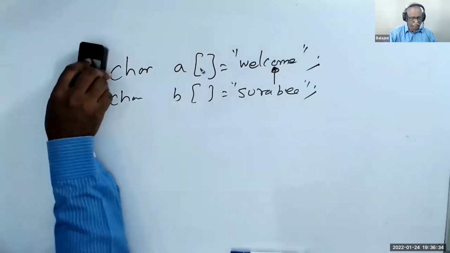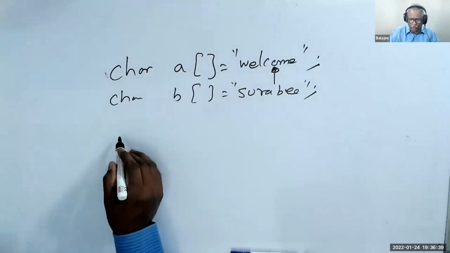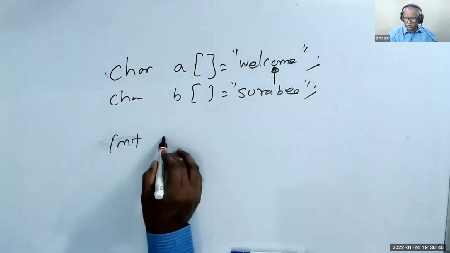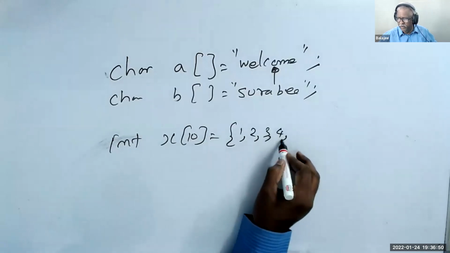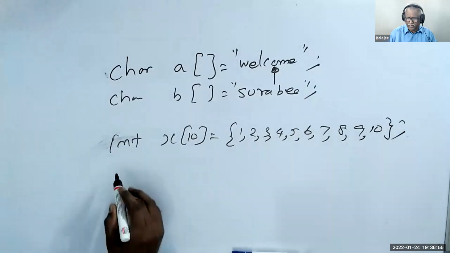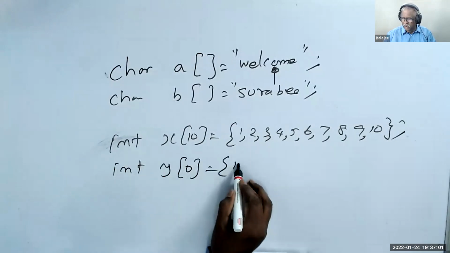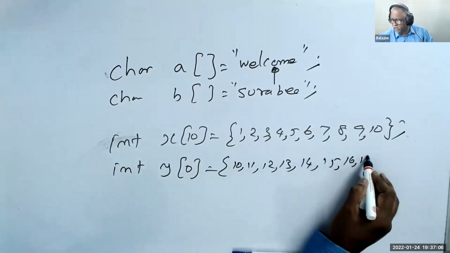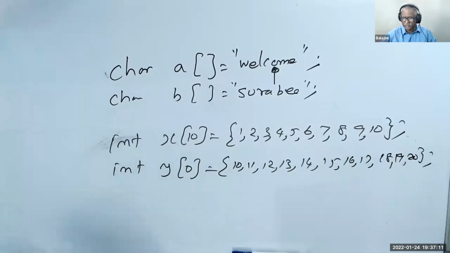Okay, that is one. Second, same way arrays also. Say I have an integer array, int x of 10: 1, 2, 3, 4, 5, 6, 7, 8, 9, 10. I say int y of 10: 10, 11, 12, 13, 14, 15, 16, 17, 18, 19, 20. Understand now? I have two arrays.